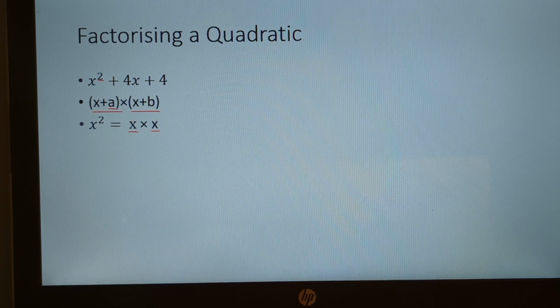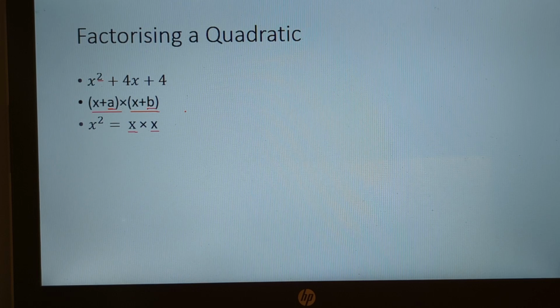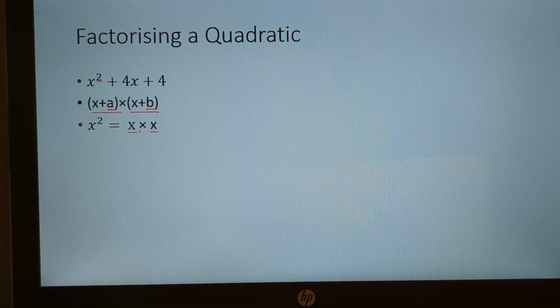As well as this, I have also included a and b. Now these are just values which we will find out as part of the factorisation process. However, I've just included them to show you what the form should be in the final solution.